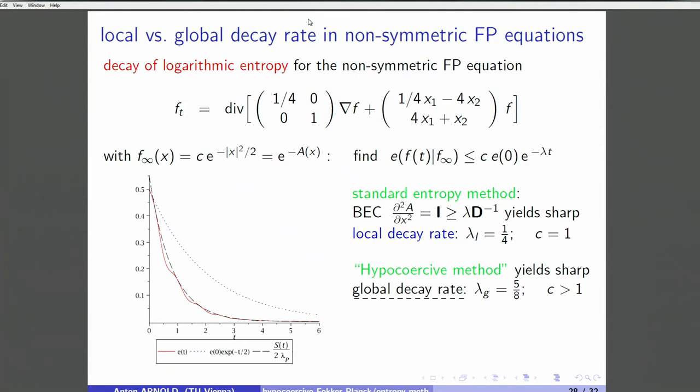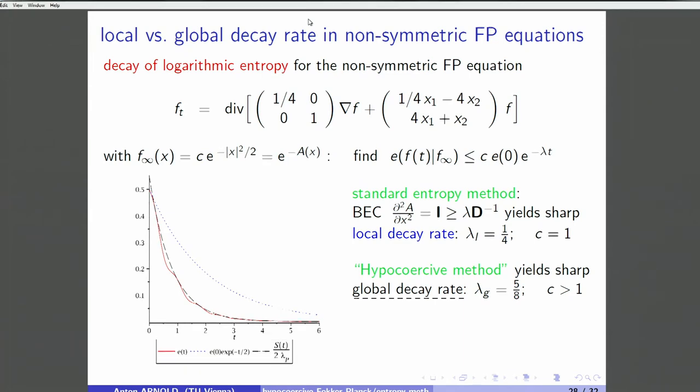So let's first look at the standard entropy method. Here, the unique steady state is the standard Gaussian. So we have a quadratic confinement potential. Its Hessian is just the identity matrix, which is bounded below by the inverse of this regular diffusion matrix. And then you get here a decay rate, which is known to be sharp. Let us call it the sharp local decay rate, with a lambda that is equal to 1/4.